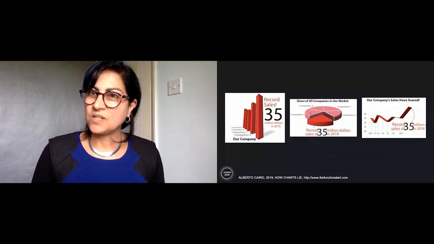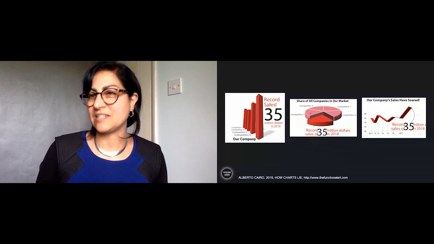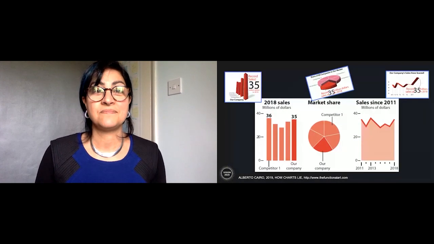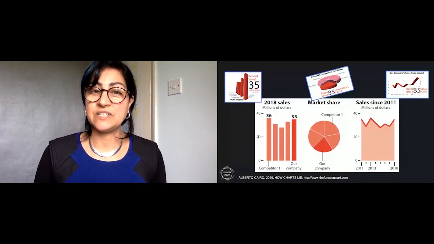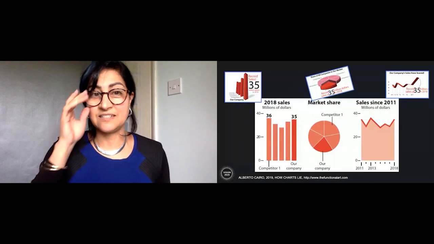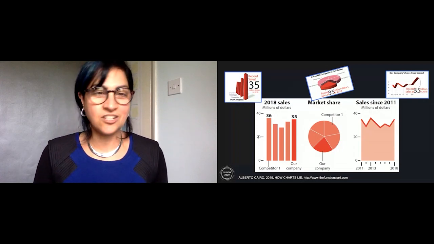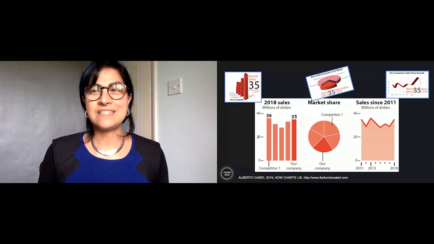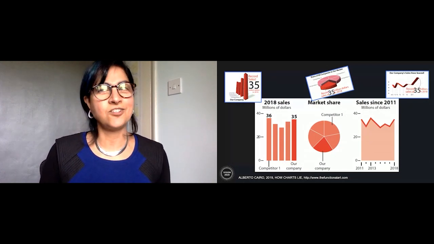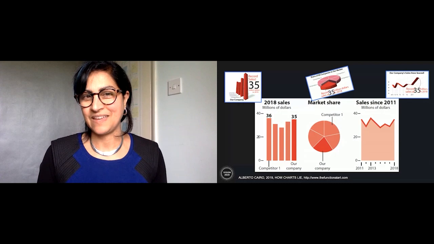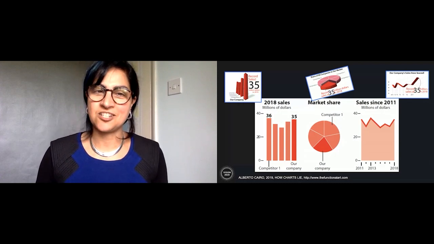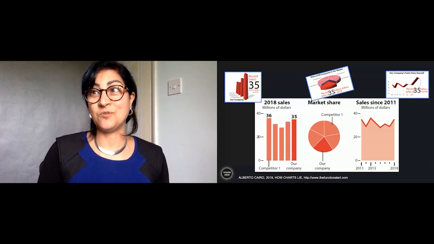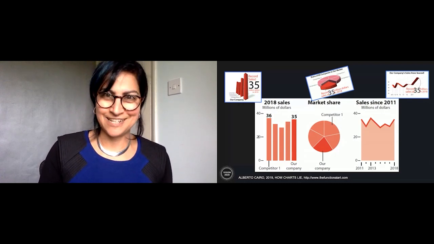So this is what it looks like when you actually use sensible scales and a sensible visualization to look at your data. What you find is that this company is doing worse than its main competitor in terms of dollar sales. It does not have a major slice of the market share pie. And its sales since 2011 have not exactly soared at all. And so this is how perception and cognition can be manipulated by bad data visualization, or manipulative data visualization, at least.